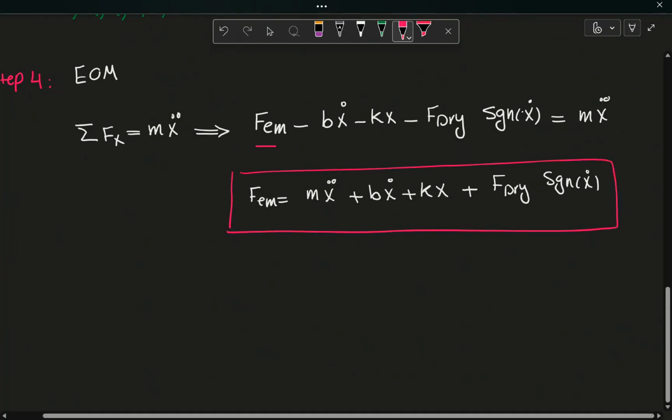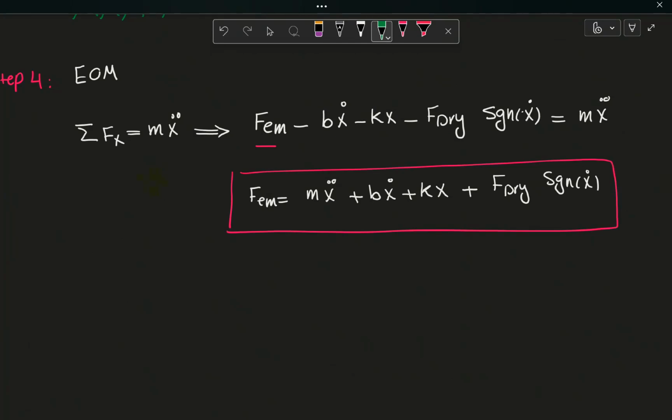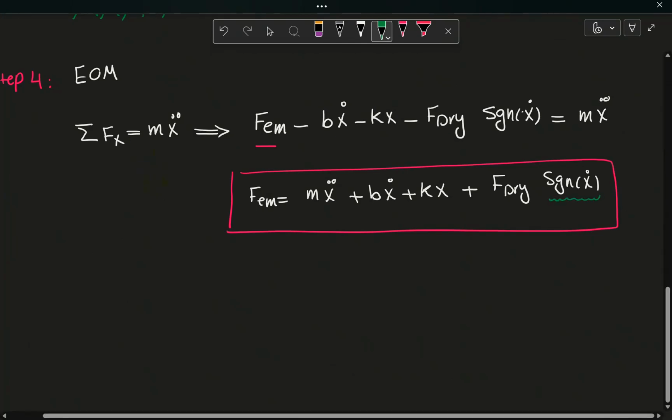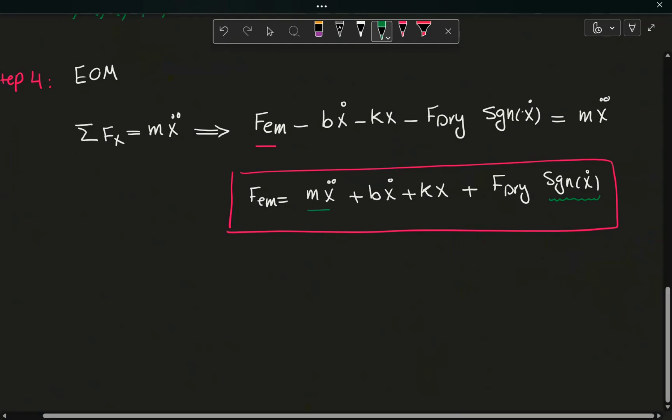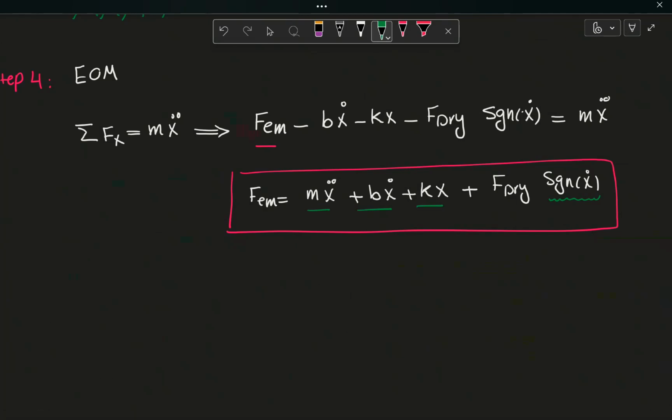Note that for this problem, because you have the SGN function, and the SGN function is a nonlinear function, your system is nonlinear. It's not a linear system anymore. It doesn't matter if these terms are all linear. If you have only one nonlinear term and a million linear terms, that one nonlinear term is going to ruin your whole system. It's going to make your whole system nonlinear.